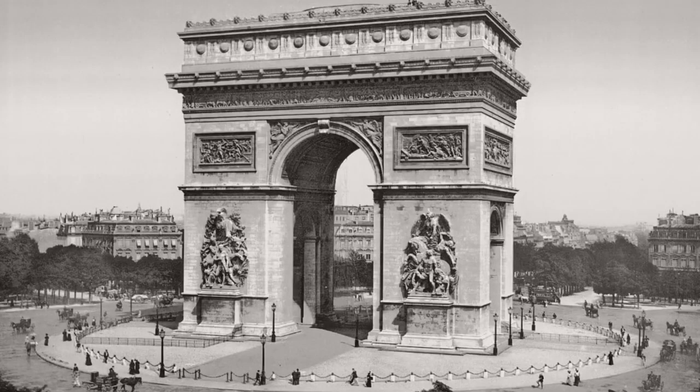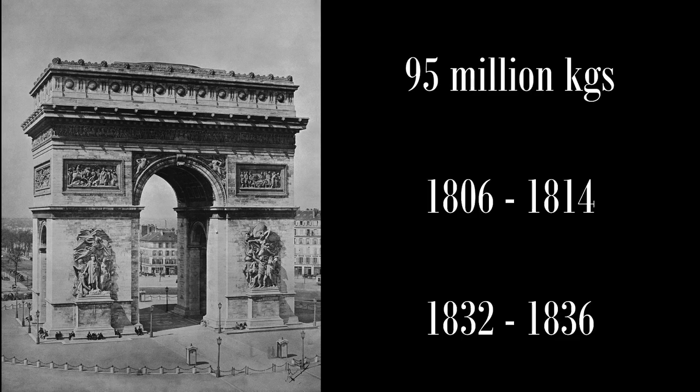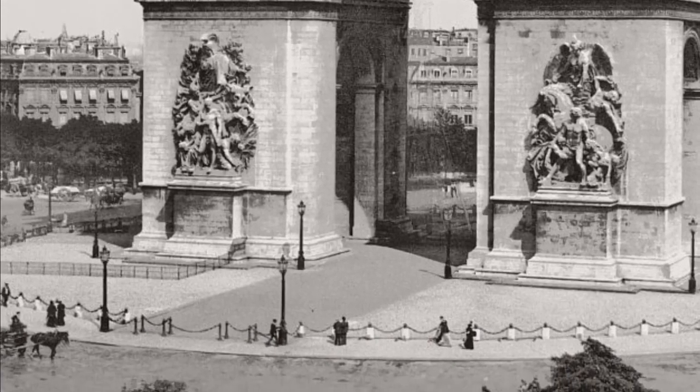The Arc de Triomphe is made from 36,695 cubic meters of limestone and weighs 95,407 tons, or just over 95 million kilograms. They tell us it took 12 years to build the giant arch in two different periods, between 1806 to 1814 and between 1832 to 1836. How did they transport this amount of limestone with the same horse and carts that we see in the photographs?